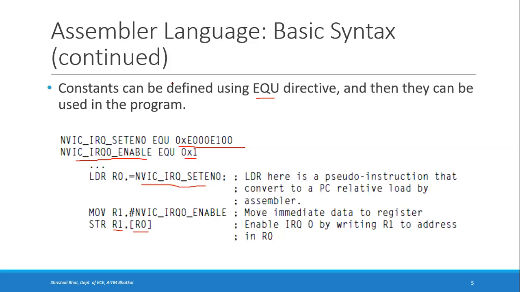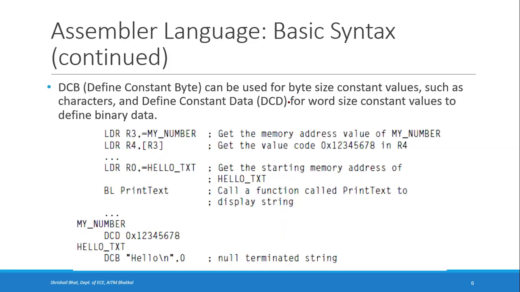Next you have DCB, which stands for define constant byte, and also DCD, or define constant data. If it is a byte, for byte-size constant values like characters, you can use DCB. If it is data, for word-size constant values to define binary data, we can use define constant data, DCD. For example, here we have my number DCD, a word, right? It's a 32-bit number. You are defining it and storing my number with this particular value.